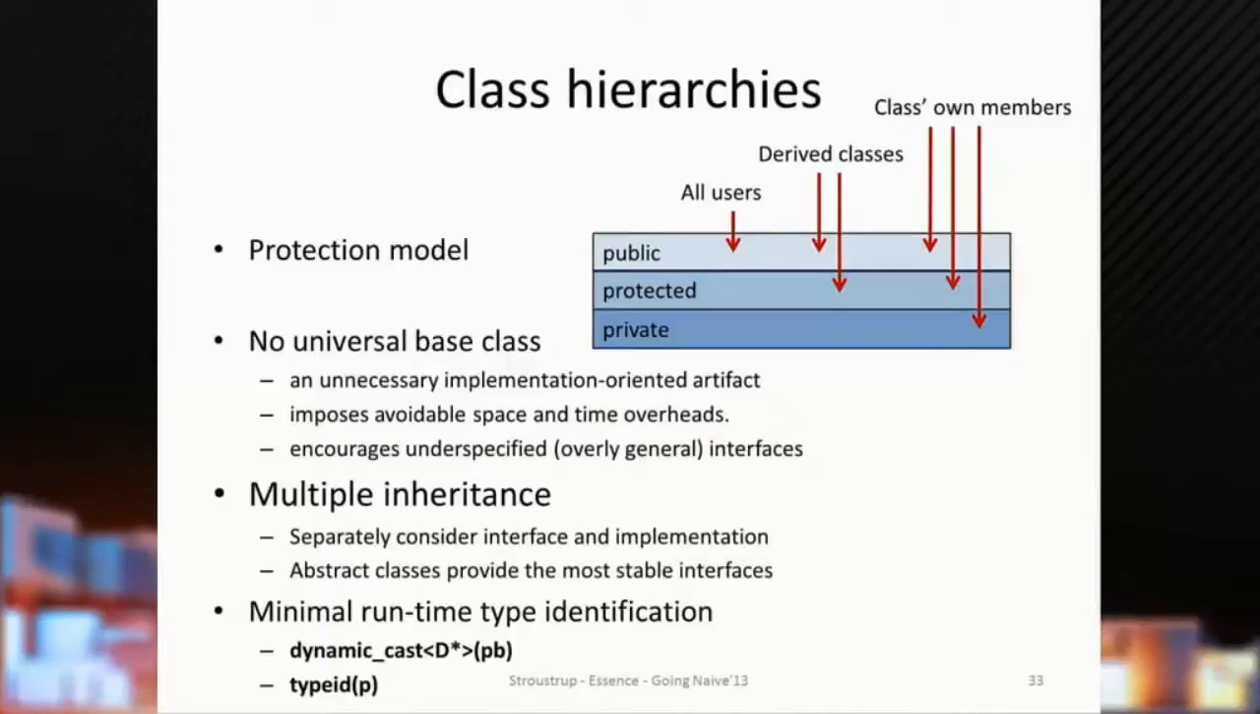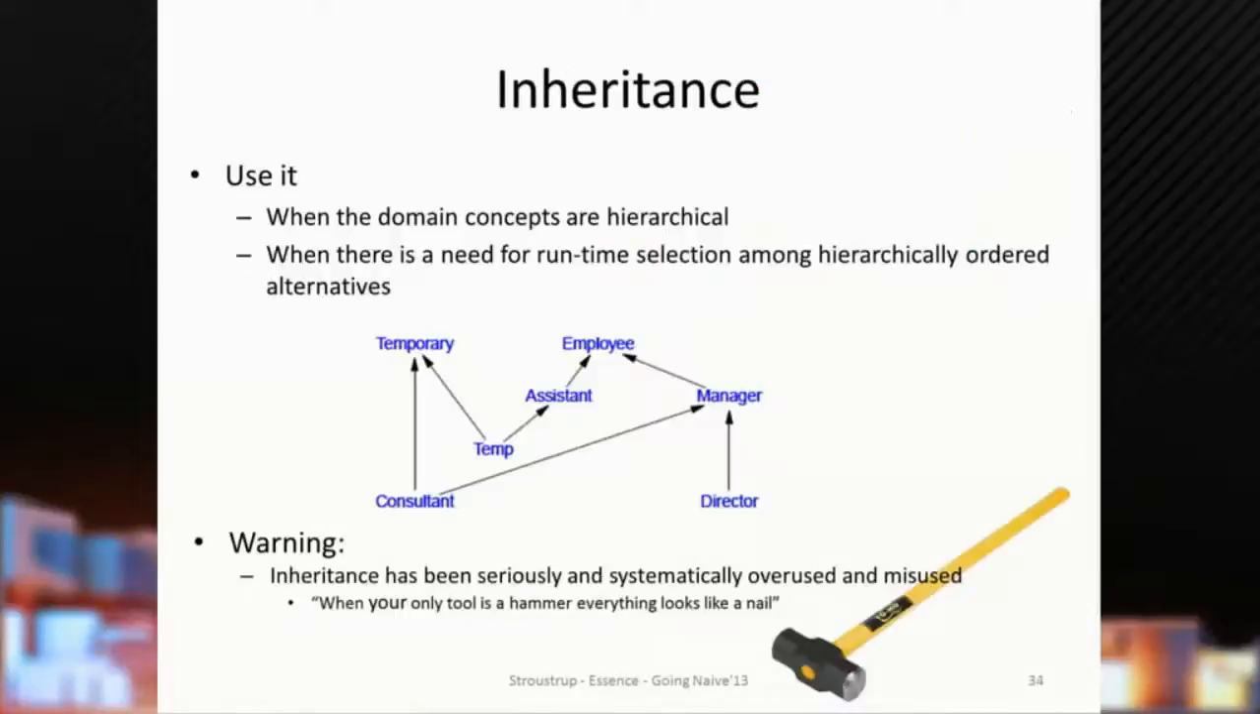There's multiple inheritance. This is considered controversial in places, but everybody who has static typing in any form has multiple inheritance of interfaces. And so I consider that non-controversial. Abstract classes provide the most stable interfaces and the best separation between interface users and implementers. So we need multiple inheritance for that. Sometimes it's also useful for data. There's some minimal runtime type identification.